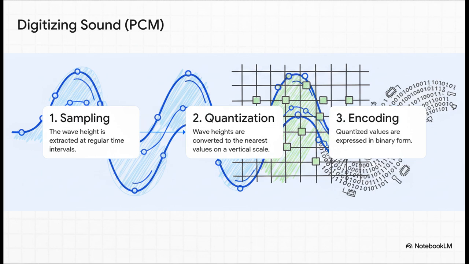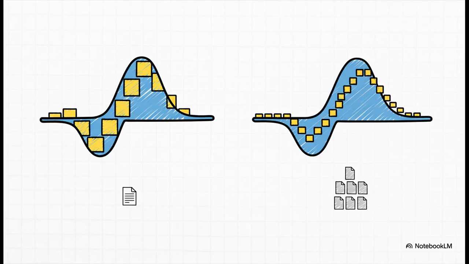First, sampling. We take thousands of tiny little snapshots of the sound wave every single second. Then, quantization. For each one of those snapshots, we measure how high the wave is and round it to the nearest step on our digital staircase. And finally, encoding. We just write down the number for each step using our binary zeros and ones. That's it. And of course, there's always a trade-off.